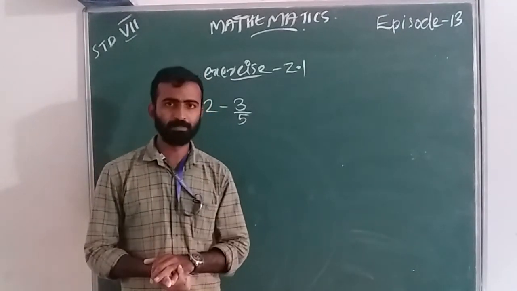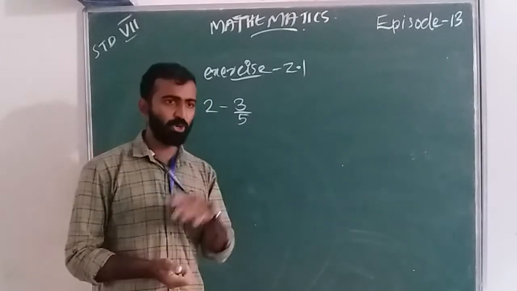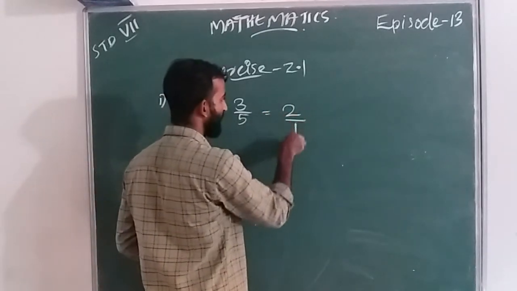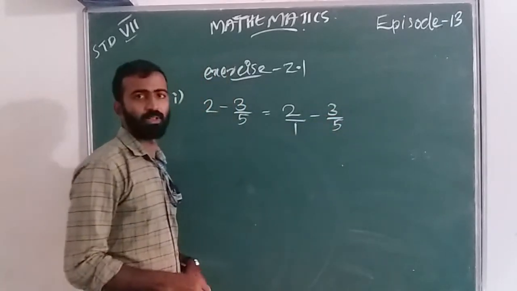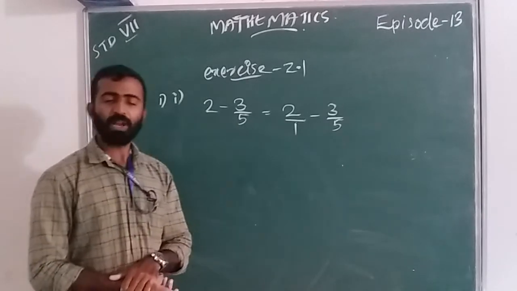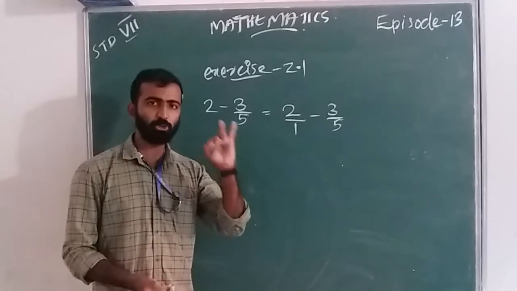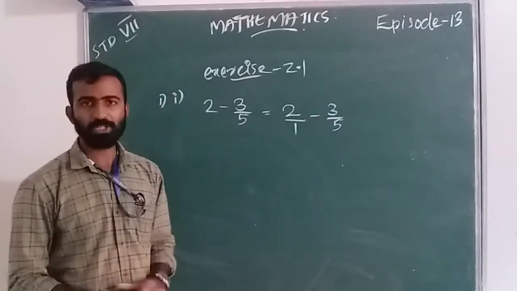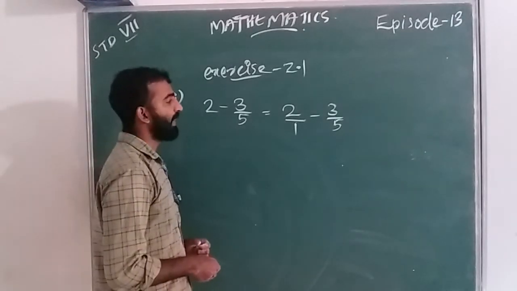Any idea? 2 is a fraction. Yes, good. 2 is a fraction because we can write 2 by 1 minus 3 by 5. That is, 2 by 1 means 2. All natural numbers are fractions. Natural numbers means 1, 2, 3, 4, 5, 6, etc. are fractions. Here, what is the LCM?